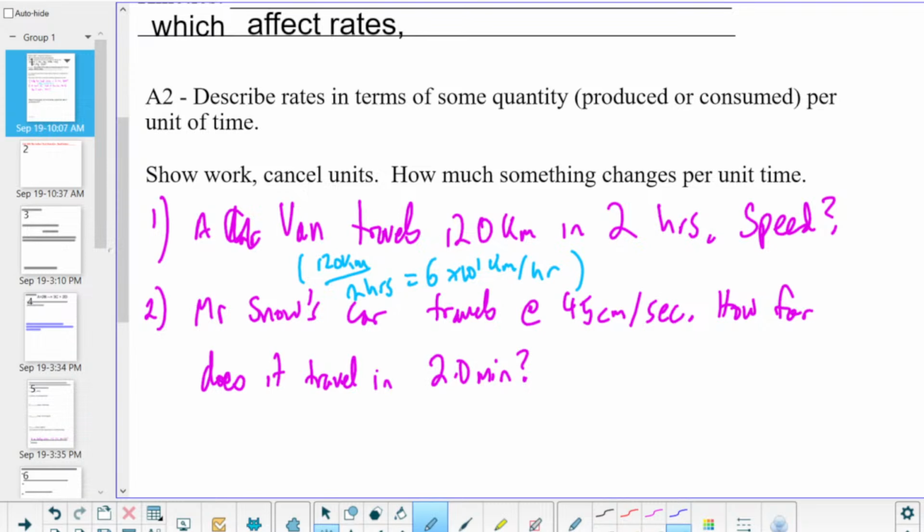What's that? 2 minutes. Is it 45? Sure. 45 times 120. 2 sig figs, so 45 times 10. What's the centimeters? Once you show me your answer, you can go.